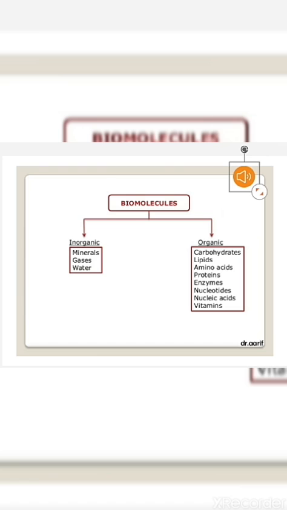In biomolecules, there are two types of compounds, inorganic compounds and organic compounds. Easily you can see that inorganic compounds, like gases and water, are available in smaller amounts, but organic compounds have major importance: carbohydrates, proteins, fats, enzymes. There are a number of biomolecules which are made by carbon and I think make up a complete life.